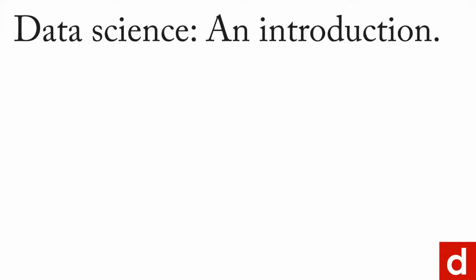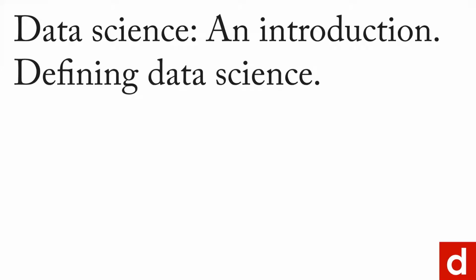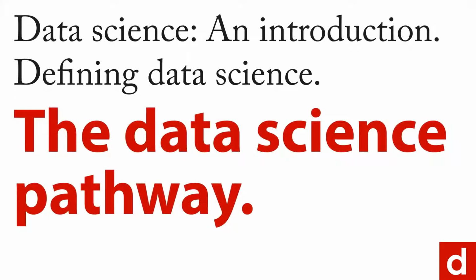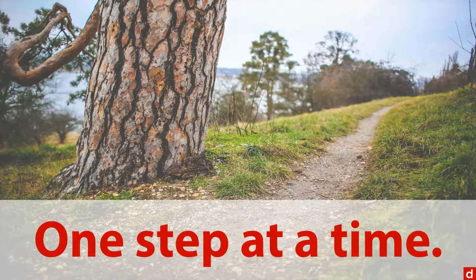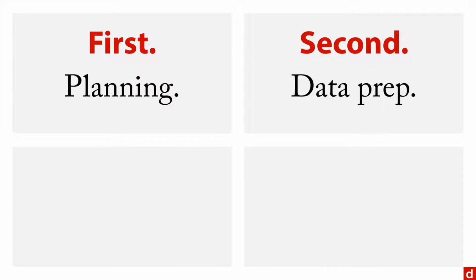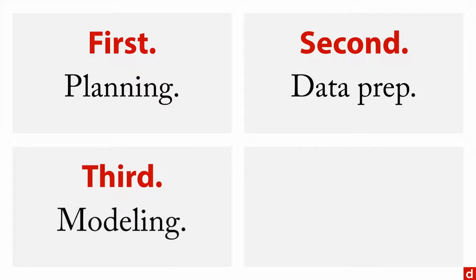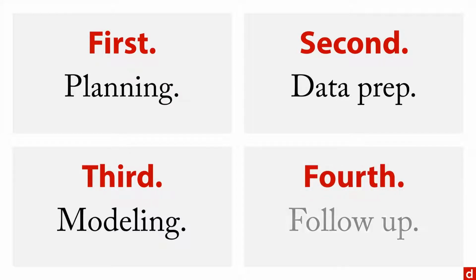The next step in our data science introduction and our definition of data science is to talk about the data science pathway. So I like to think of this as when you're working on a major project, you've got to do one step at a time to get from here to there. In data science, you can take the various steps and put them into a couple of general categories. First, there are the steps that involve planning. Second, there's the data prep. Third, there's the actual modeling of the data. And fourth, there's the follow-up. And there are several steps within each of these. I'll explain each of them briefly.